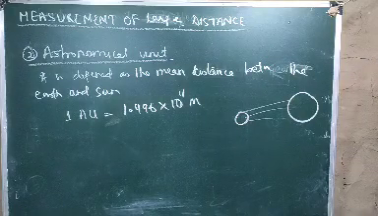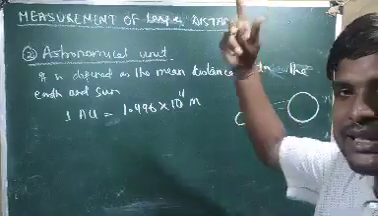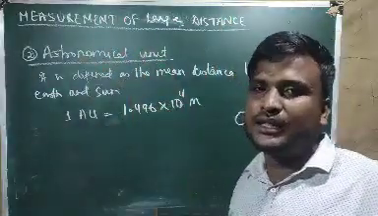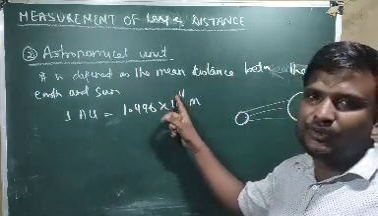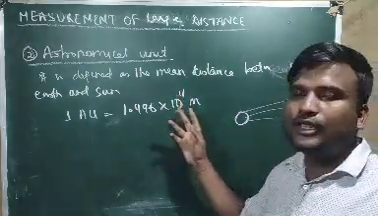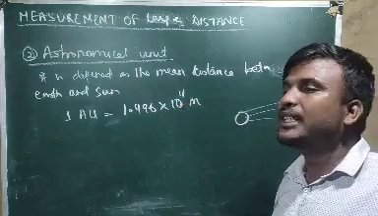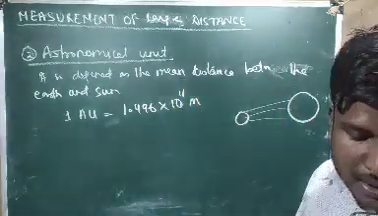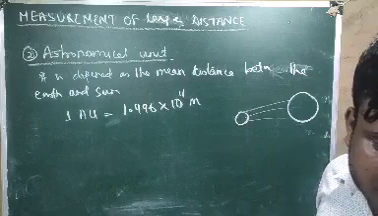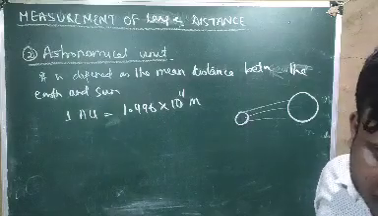Now you can see which one is the larger distance: 1 light year or 1 astronomical unit. In 1 light year you saw 10 to the power 15, but in astronomical unit it is 10 to the power 11. It means that 1 light year is a larger distance than 1 astronomical unit.